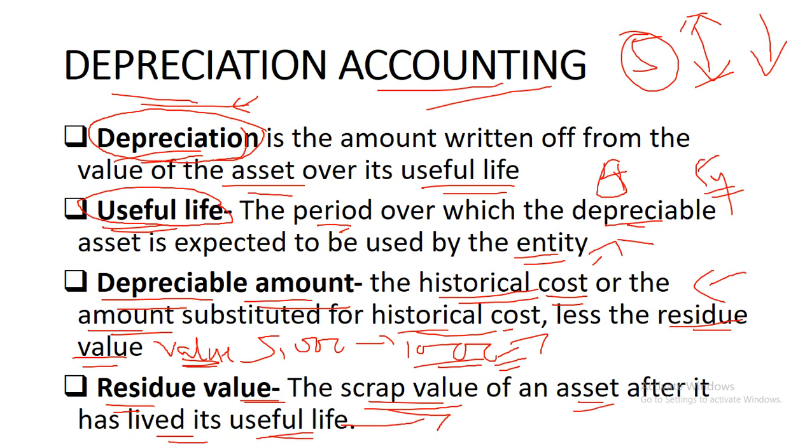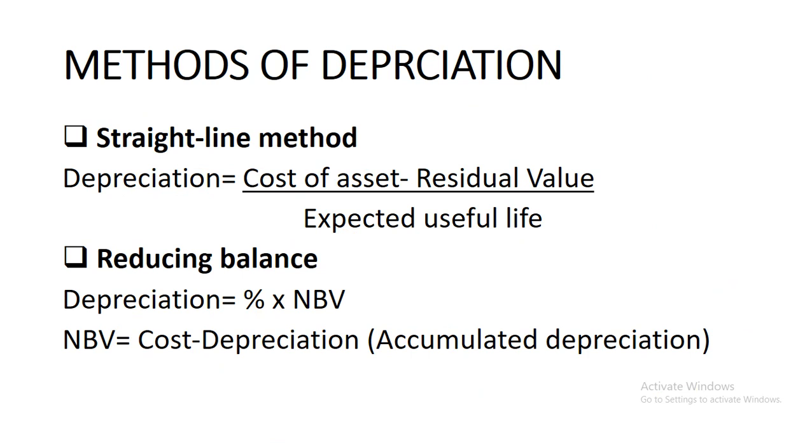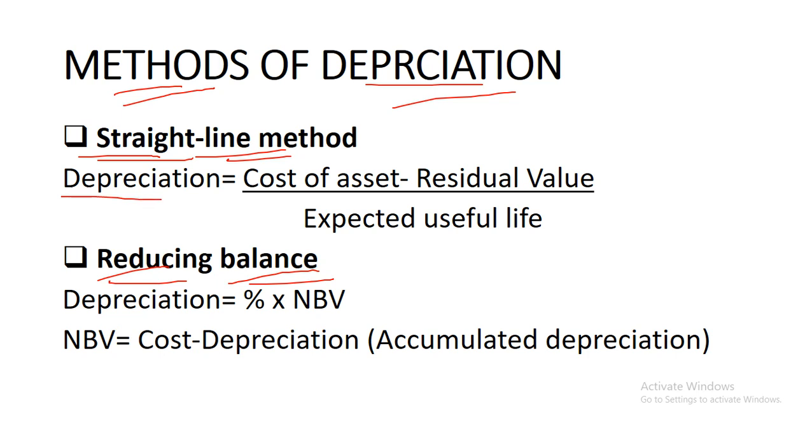That's the residue value. So now, we've talked a lot about depreciation, and we also have to understand the methods of depreciating an asset. There are only two methods of depreciating an asset. We've got the straight line method, then we've got the reducing balance method. The straight line method is the easiest. You just get the cost of the asset, then you less the residue value. The residue value is the value of the asset after the elapse of its useful life.